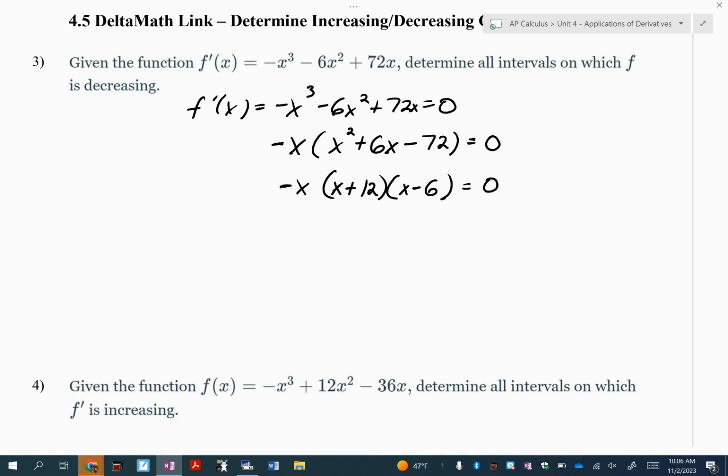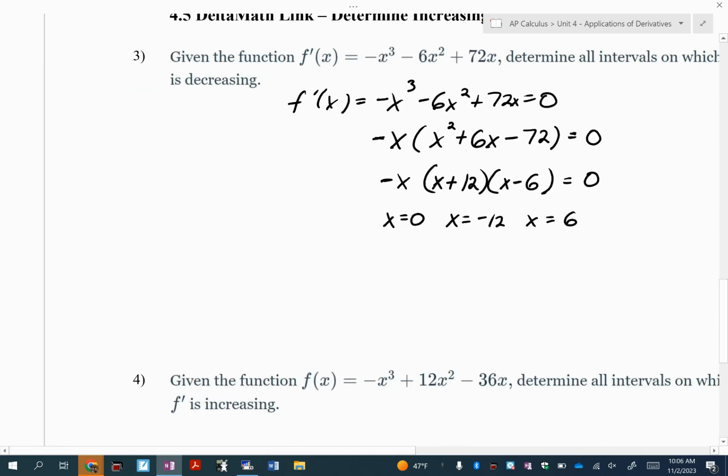Okay? Now, do I care about what I pulled out of the beginning of this, the negative x? Yes. Why do I care? Because it has an x. So don't forget, a lot of kids will forget that 0 is one of your critical points if you pull out a variable. So be careful there. X equals negative 12. X equals 6. Okay, so here's my number line.